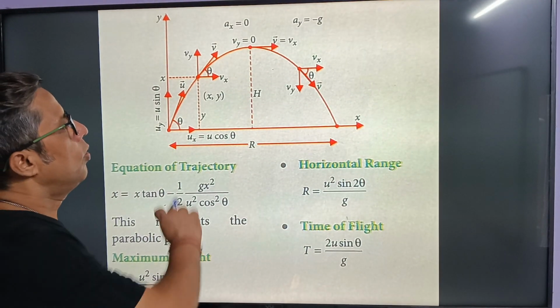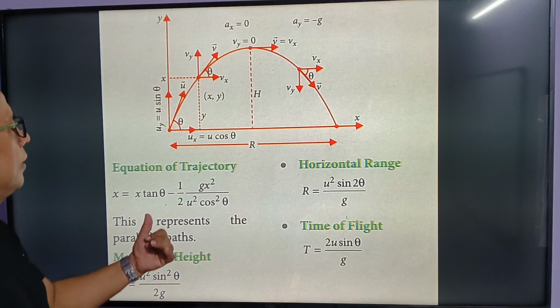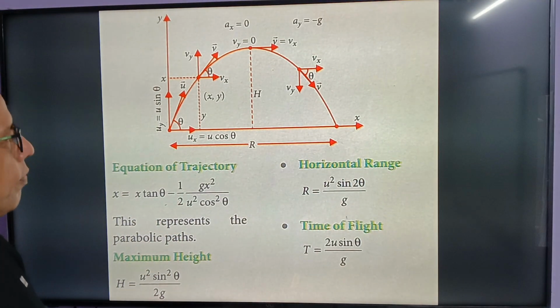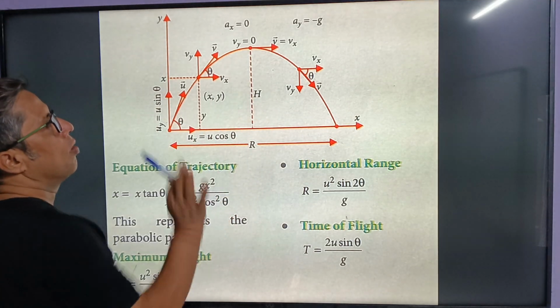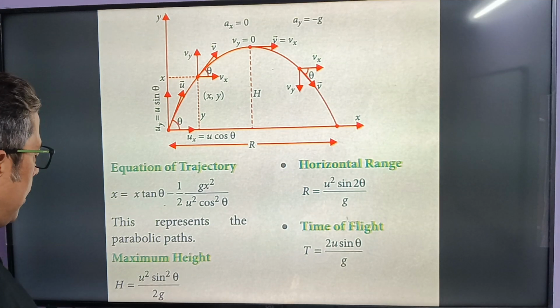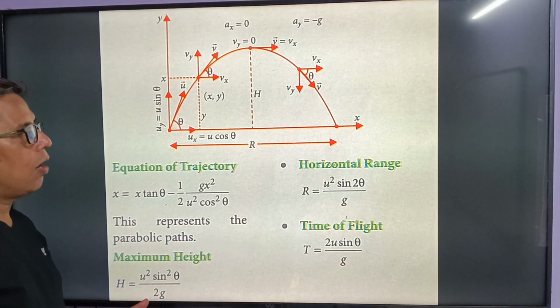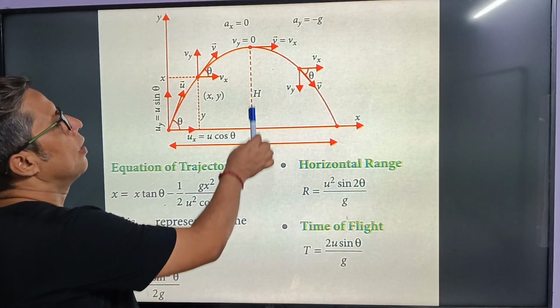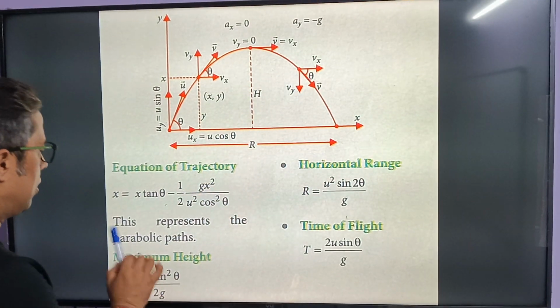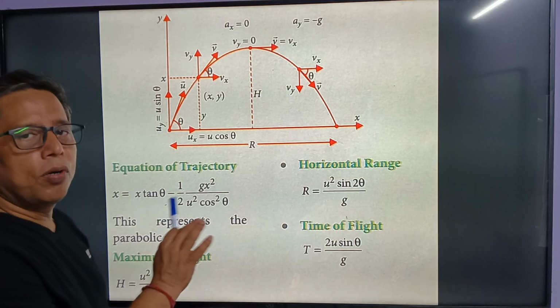Right. Now we have to get the equation of trajectory. So for this, what are we going to do? We are going to consider the upward motion. For upward motion, this is the max height h. You know that max height h is equal to this. And how do we get this? By the vertical motion, you will get these formulas. Okay, I will show you this part.